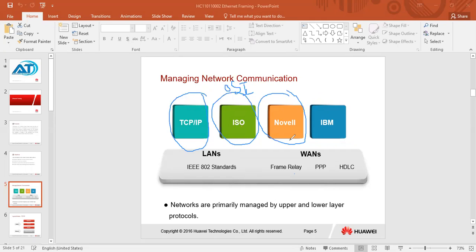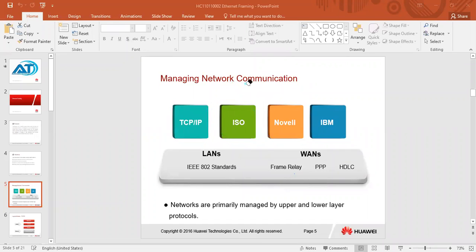Suppose if you want to study anything, for that you will point out a reference. That reference model will help you to understand the whole functionality of any network.